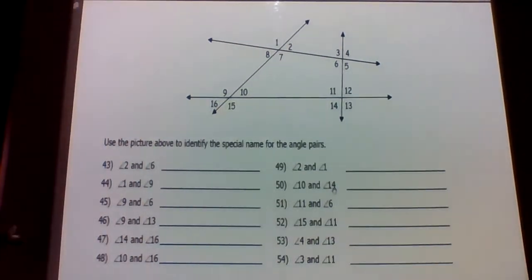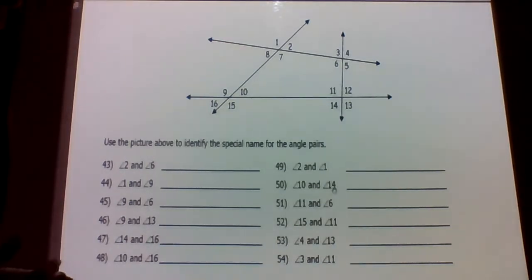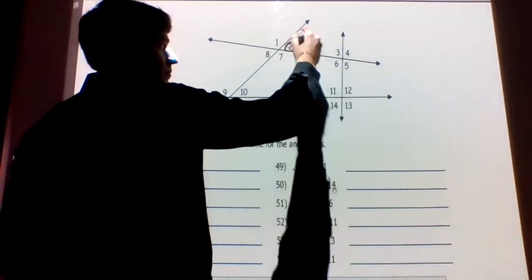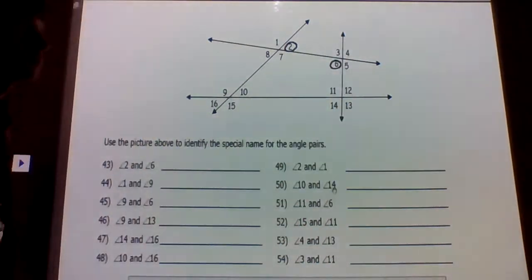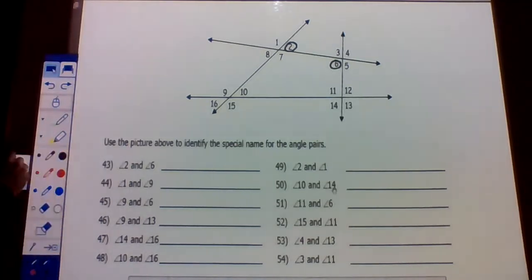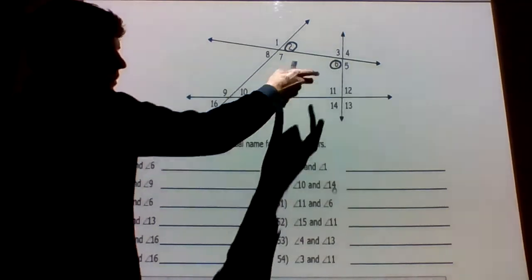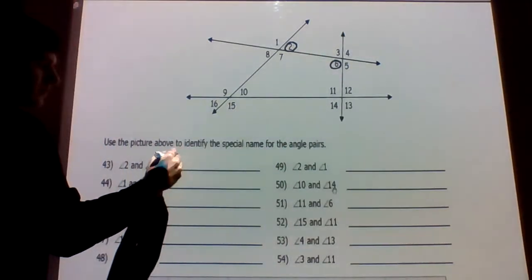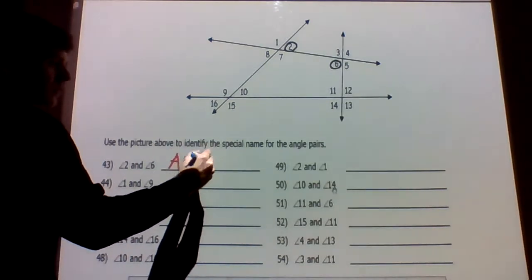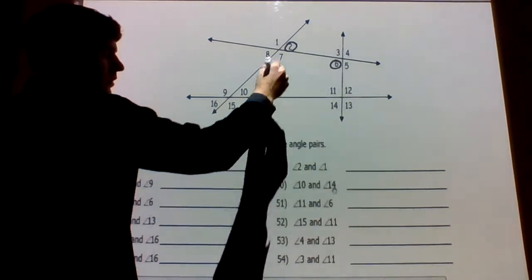Okay, this is our study guide for parallel lines and transversals. So the first section here just wants us to identify. So 2 and 6 are here. Those are on alternate sides of the transversal, and they're in between the two lines. Since they're alternate sides of the transversal and inside, it's going to be alternate interior. They're alternate interior angles.